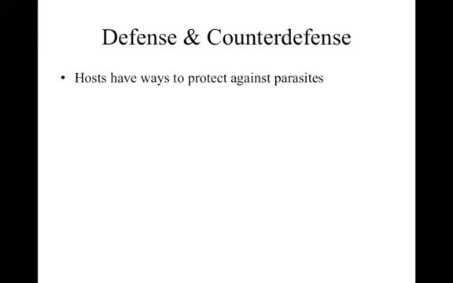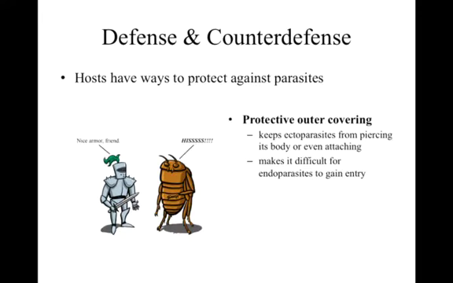All right. Not surprising, just like with predation in general, parasites have ways of getting into hosts, and hosts have ways of protecting themselves against parasites. So let's take a look at how hosts protect themselves against parasites. One good advantage is just to have a protective outer covering. A lot of organisms have protective coverings that keep ectoparasites from piercing their body or even attaching. A lot of plants have thick woody tissue that prevents ectoparasites from piercing through to the good plant juices inside.